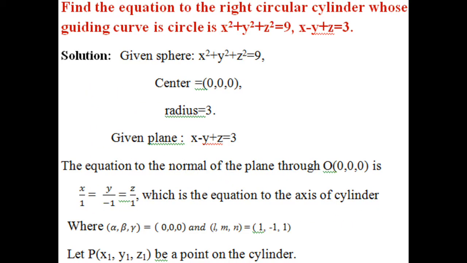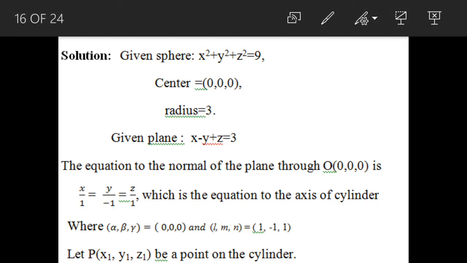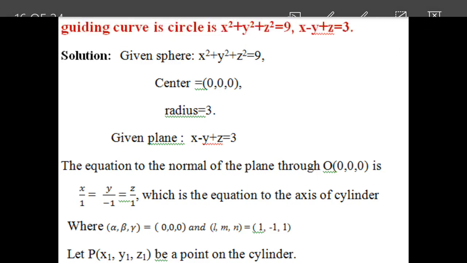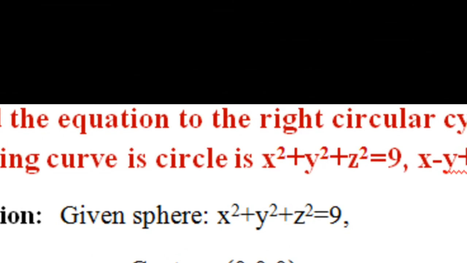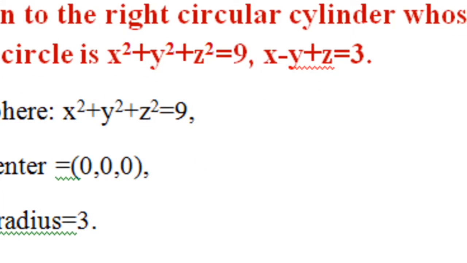Now we will discuss another model problem, that is, find the equation to the right circular cylinder whose guiding curve is x square plus y square plus z square is equal to 9 and x minus y plus z is equal to 3. In the previous problems, they have given the axis and radius. So with that axis and radius, directly we can write l, m, n, alpha, beta, gamma and r values, and simply substituting in the formula, we will get the solution.